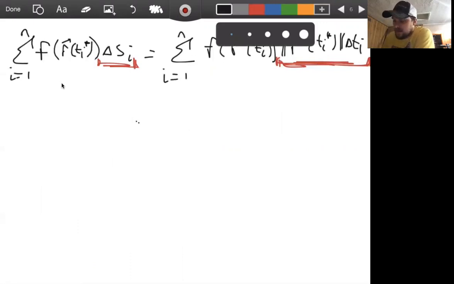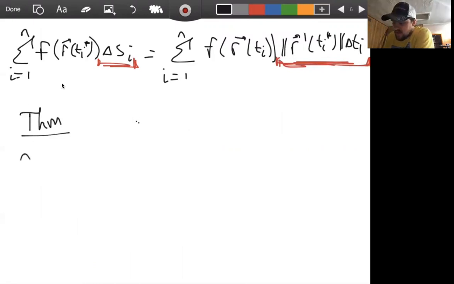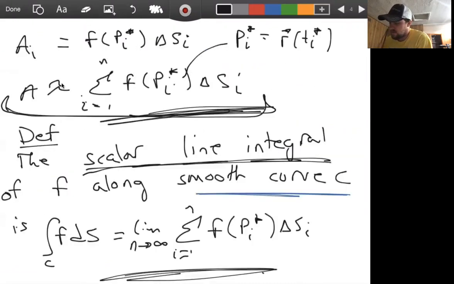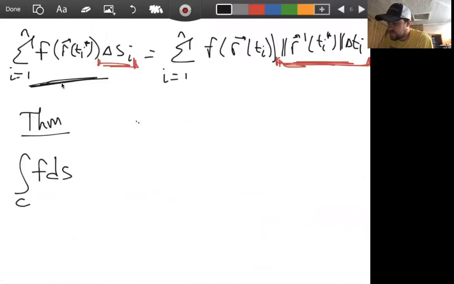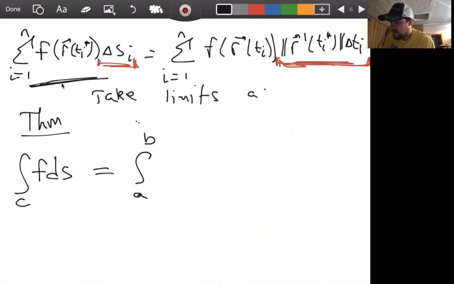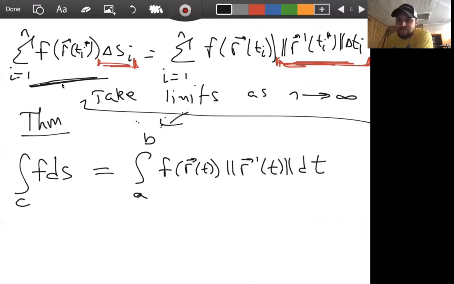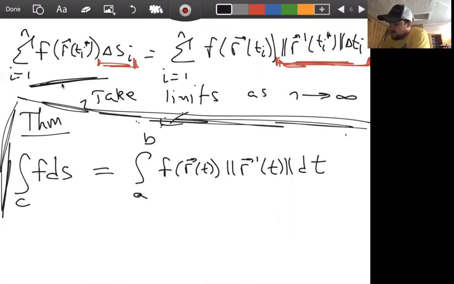And so what this means is taking limits gives us the following theorem. If we take limits, then we get that the scalar line integral, f ds, on the left, when we take the limit, we'll get the previous definition that we had right here. But now we're writing P_i star as this. And then on the right-hand side, take limits as n tends to infinity, and here's what we get. This is the integral from a to b of f of r of t times the magnitude of r prime of t dt, right? And so this is a much, much nicer way of computing a scalar line integral using this formula.